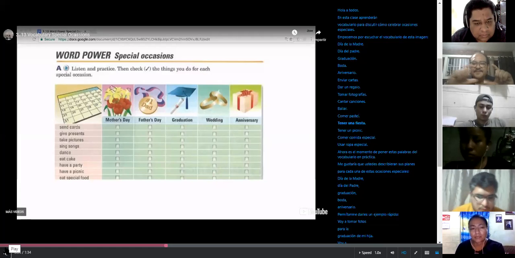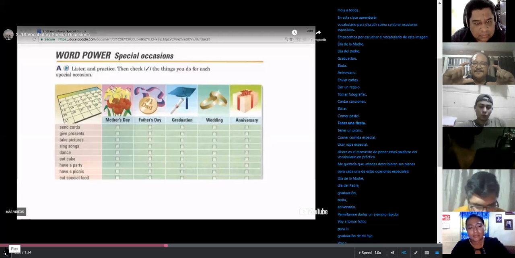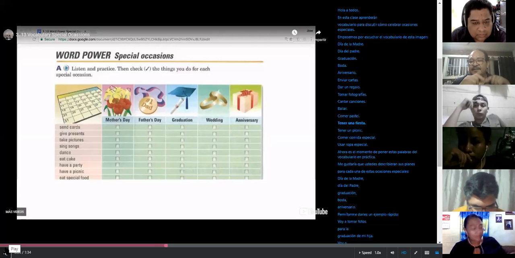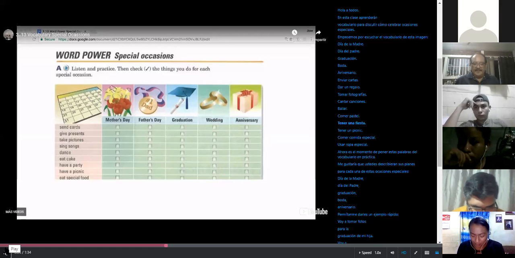Like you say, they sometimes give money in the envelope. Other people pay for the dress of the bride. The bride is the woman who is going to get married. Other people pay for the food of the party. Other people pay for the airplane tickets for the honeymoon and like that, okay? So different events, with different activities too.